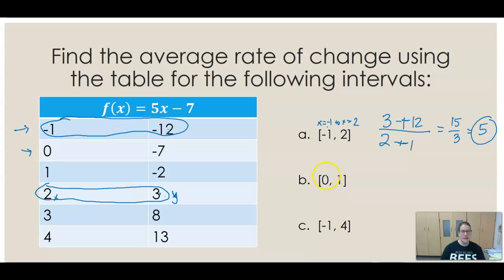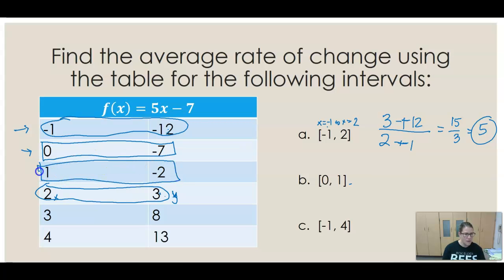Okay. The second interval wants me to look between, I'm going to put a square instead of a circle on this one, or a rectangle, I guess. So 0 to 1, so it would be this point and this one. So my change in y would be negative 7 minus negative 2 over 0 minus 1. So that becomes negative 5 over negative 1. So again, the rate of change is 5, right? So this is a linear function because every time here 5 is just getting added on. So I could calculate this one too, but since it's linear, I know it's also going to be 5. But let's go ahead and do it.